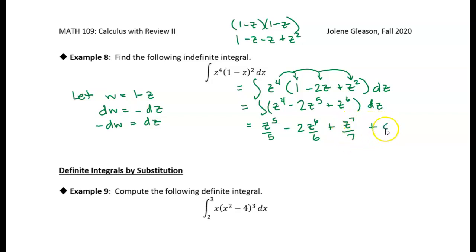And then plus z. Now I can clean that up a little bit. The only thing I'm seeing is I have a 2 over 6, which becomes 1/3. So I could also rewrite this as 1/5 z to the fifth minus 1/3 z to the sixth plus 1/7 z to the seventh plus z. So that's my answer.